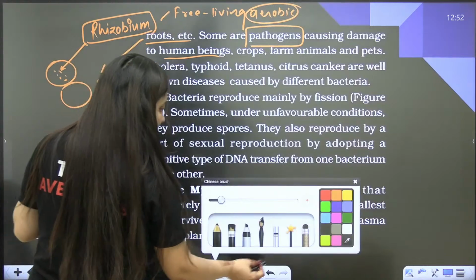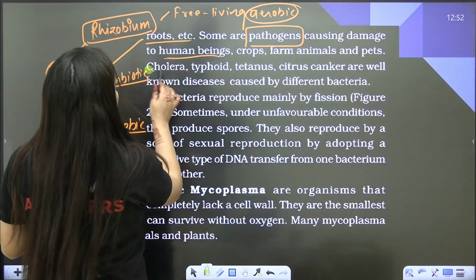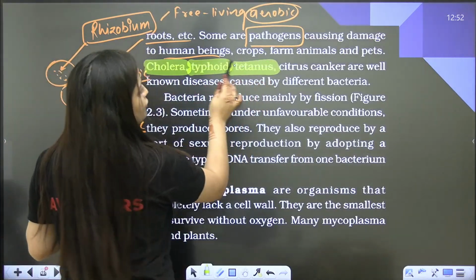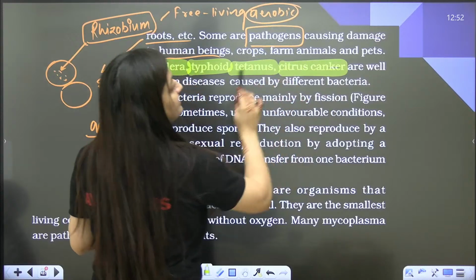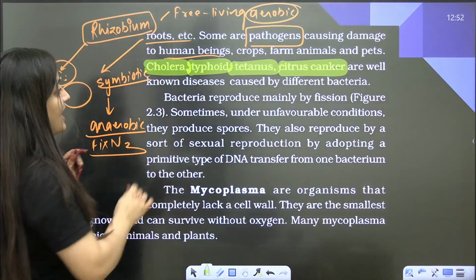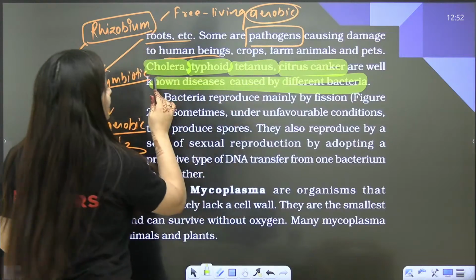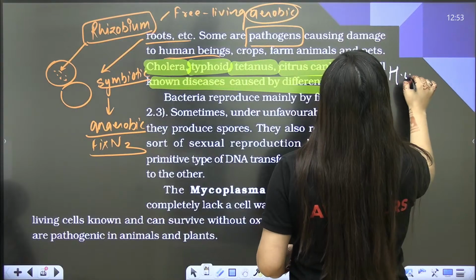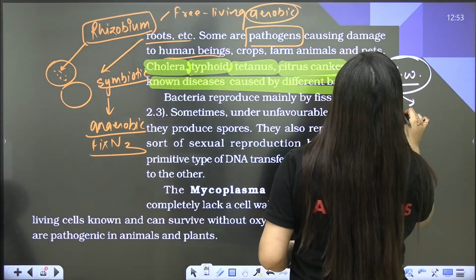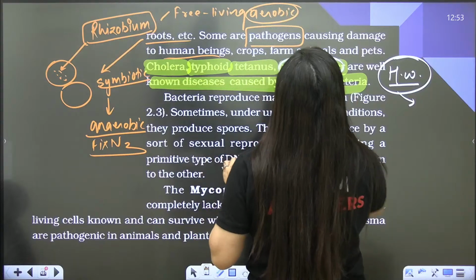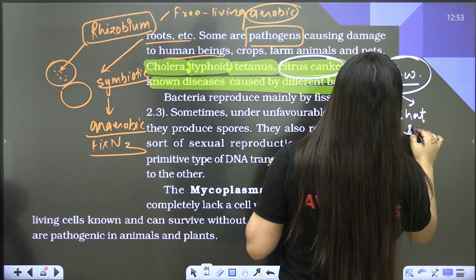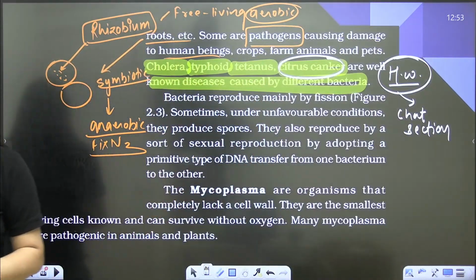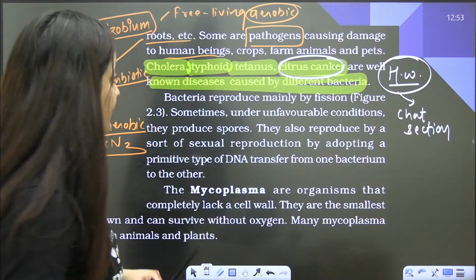See here in the NCERT itself, they have given cholera, Vibrio cholerae; typhoid, Salmonella typhi; tetanus, Clostridium tetani; citrus canker, in the case of plants. So they are diseases caused by different bacteria. That is your homework, students. You have to mention their causative agents in the chat section, the citrus canker and everything. Citrus canker is very common in plants.